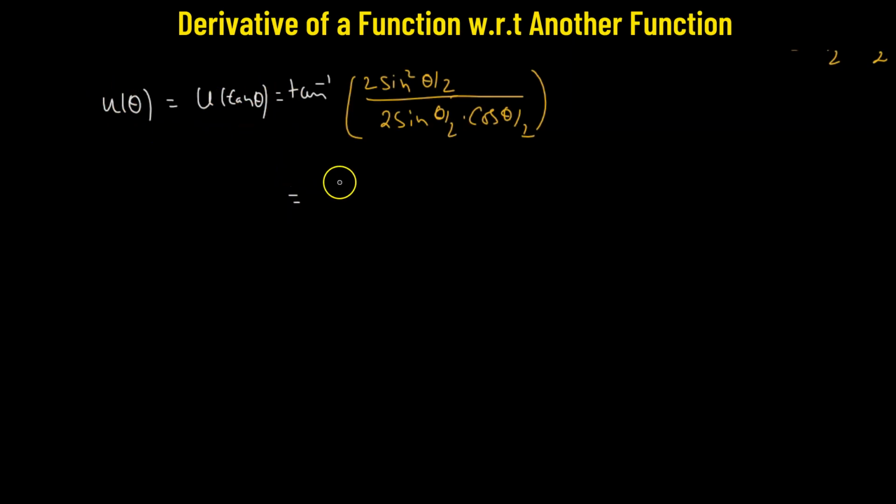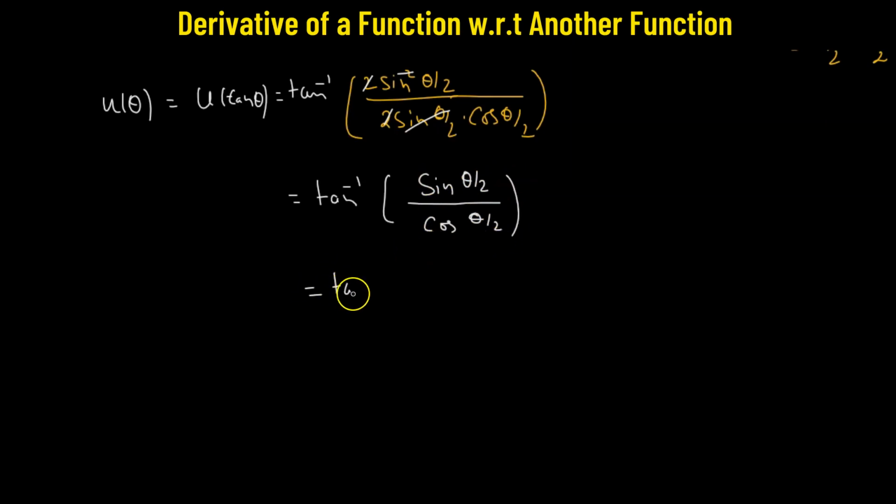So this will be equal to inverse tangent of, here the 2 and 2 go away, and one sine theta over 2 from the numerator and the denominator goes away. So we have sine theta over 2 divided by cosine theta over 2. The ratio of sine over cosine is tangent, so that's inverse tangent of tangent theta over 2. Now tangent inverse of tan theta over 2 simply gives us theta over 2. So this is u of theta.